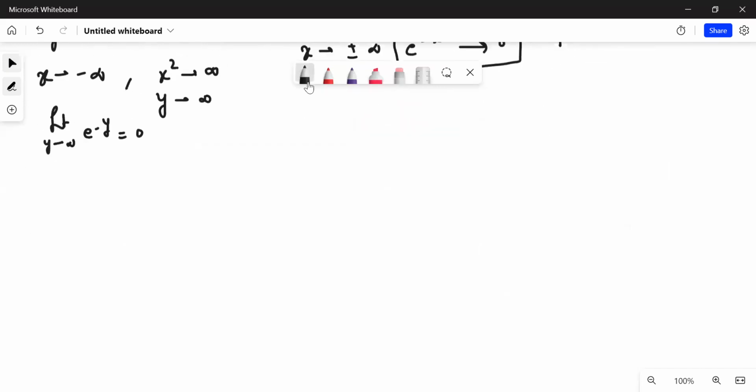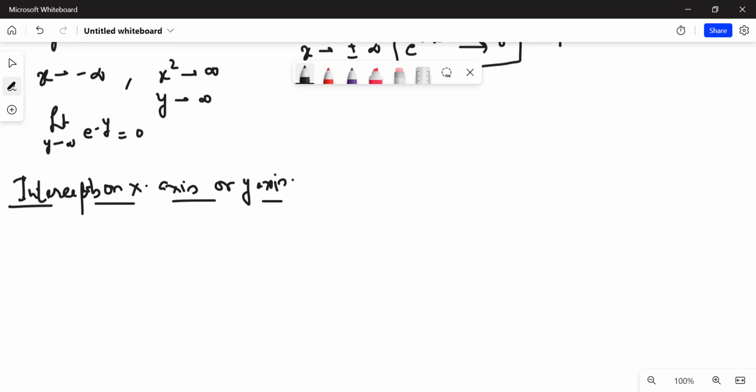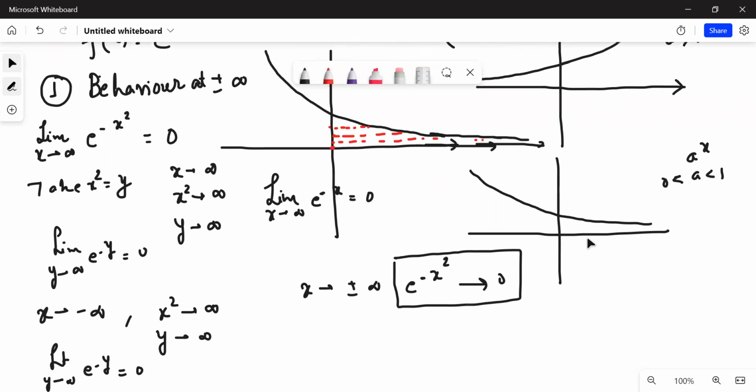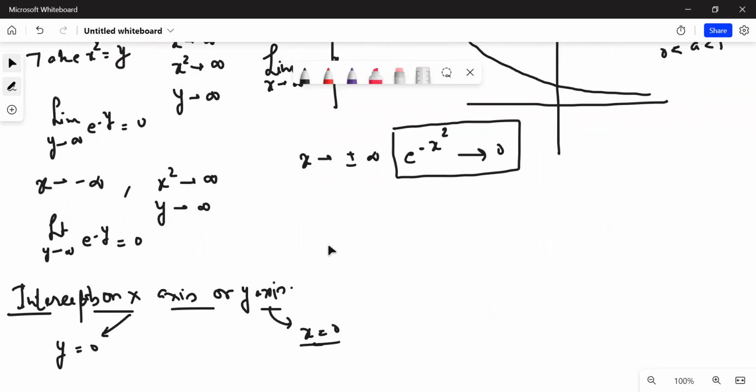Second, try to find if there are some intercepts on the x-axis or not. So how to find intercepts on x-axis and y-axis? If you're intercepting on x-axis, that implies your y-coordinate should be 0. And if you're intercepting on y-axis, then it implies your x-coordinate should be 0. Okay, intercept means what? Where your function is cutting. So if your function is cutting at any point on the x-axis or any point on the y-axis, this is something that you need to check.